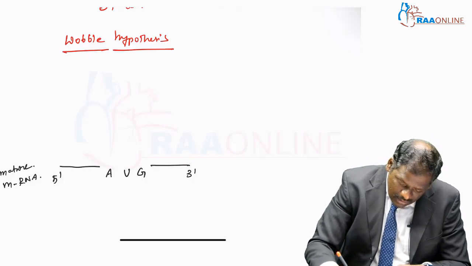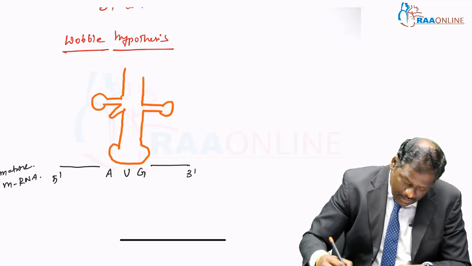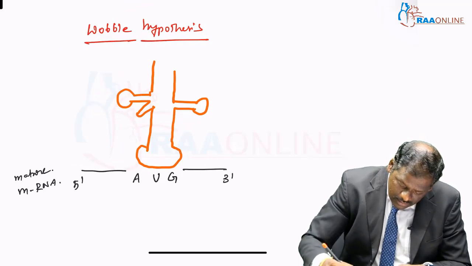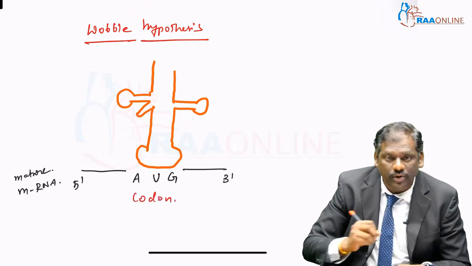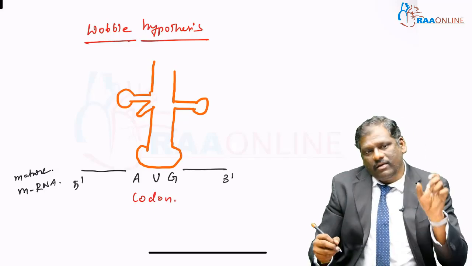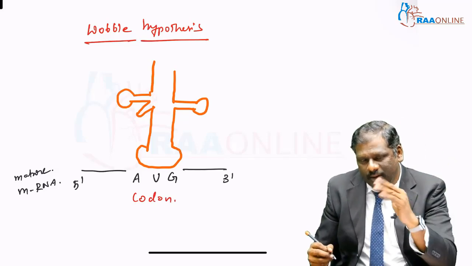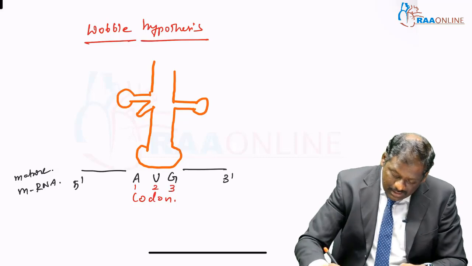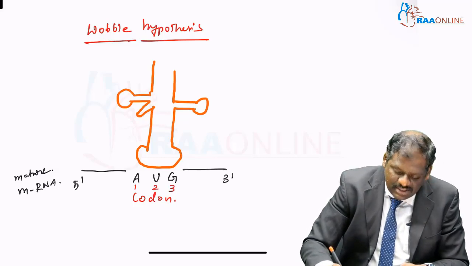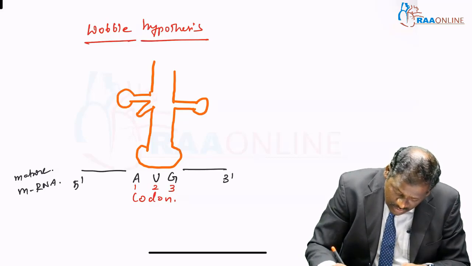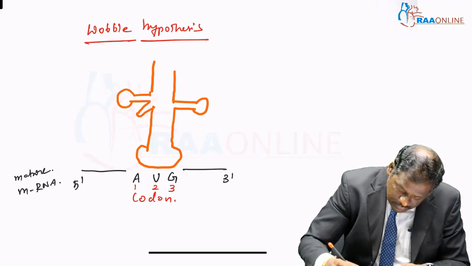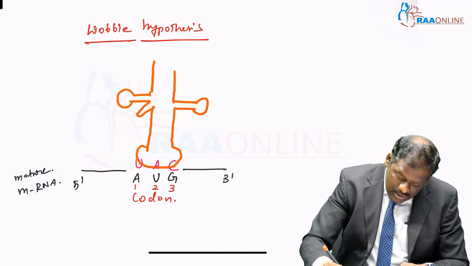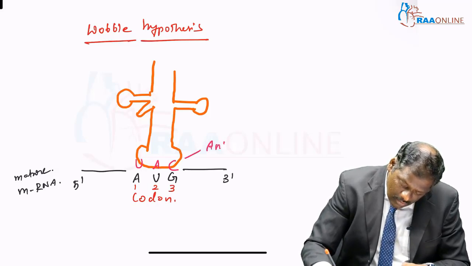So I'll try to draw the tRNA here. This on the mRNA you call the codon, right? And how do you number your codon? You start reading your codon from the 5' to 3' region, so the numbering will be 1, 2 and 3. This is a codon and you find a sequence in the tRNA here. Instead of A you find U, instead of U you find A, instead of G you find C. This is called the anticodon.